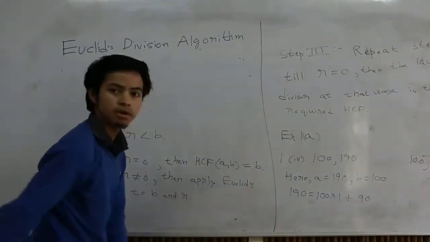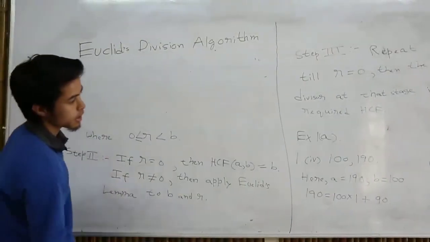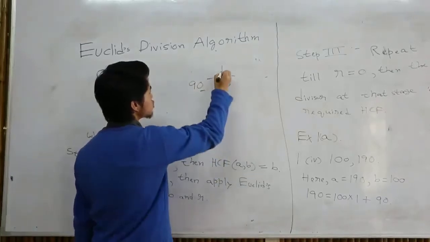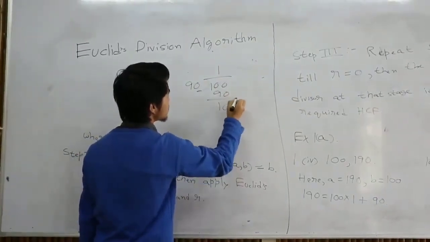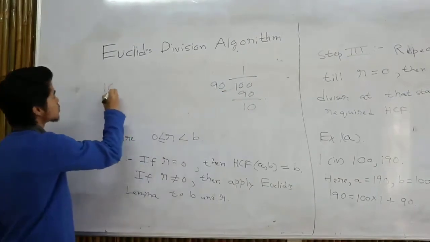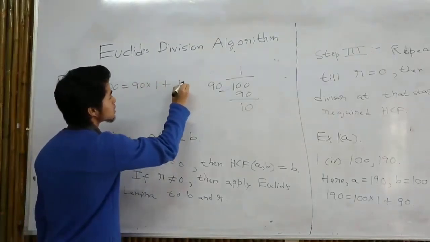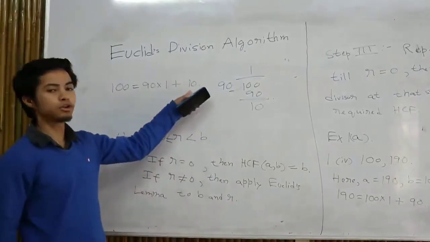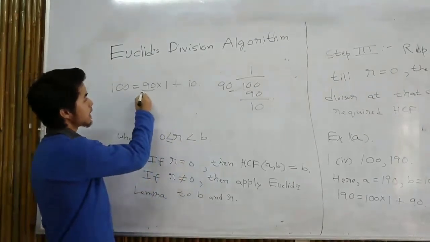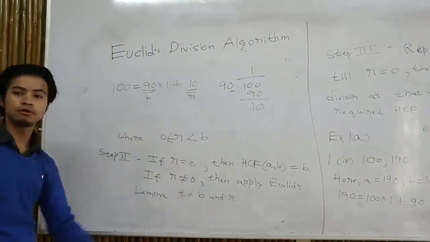So step 2 says to apply Euclid's lemma to b and r if the remainder is non-zero. So we'll apply Euclid's lemma again. b in this case is 100 and r is 90. So let us divide b by r, which is 90. You go first by 1, 90 into 1 you get 90, and then the remainder turns out to be 10. So according to Euclid's lemma, we can write this dividend, which is 100, in this form: 100 is equal to 90 into 1 plus 10. Here again we see that the remainder is still not 0, so we have to apply Euclid's lemma again to b and r. But here in this case, b is 90 and r is 10. Remember, these b and r are different from the first ones.